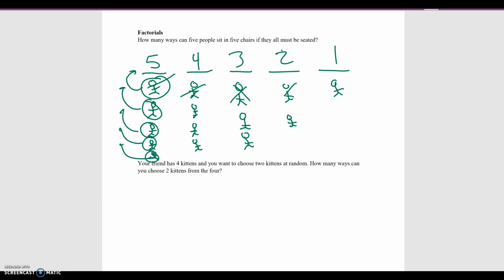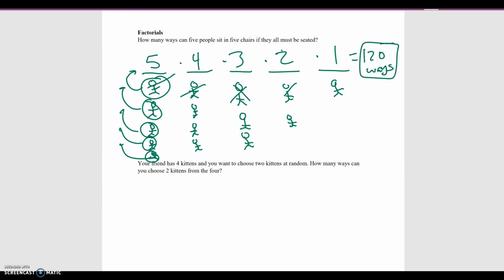Well, for the first one there's five ways, and then there's four ways, then three ways, then two ways, and one way. All of these are being multiplied. So it's 5 times 4 times 3 times 2 times 1. And if we think about what that is, it is equal to 120, which is 120 ways. So there are 120 ways in which I can seat five people in five different chairs.